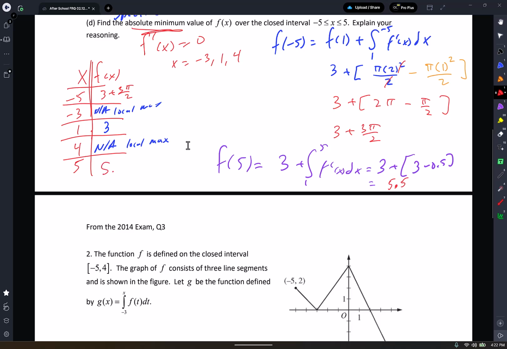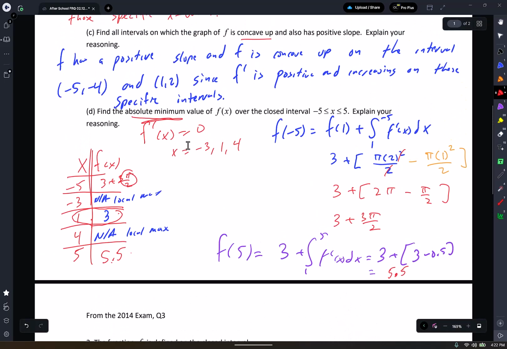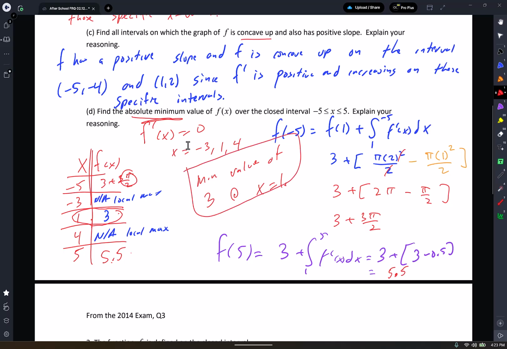So I'm going to put 5.5. Okay. Now you got to know a little bit of arithmetic to see if you can figure out which one's the smaller one. Notice this is 3 plus 3 pi over 2. This is 3. That says 5.5. The smallest number is the one at 1. Do you guys see that? Because this is 3 plus something, and this is 5.5. So what do they want? The minimum value or just find the absolute minimum value? Okay. Min value of 3 at x equals 1. There it is. They wanted the value.